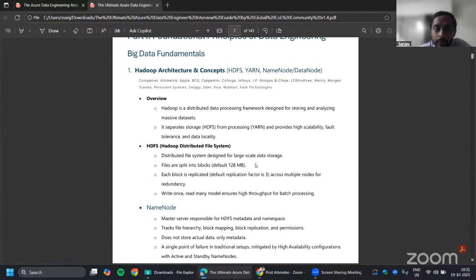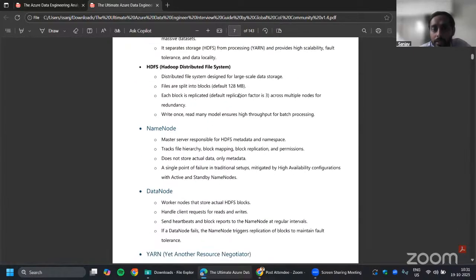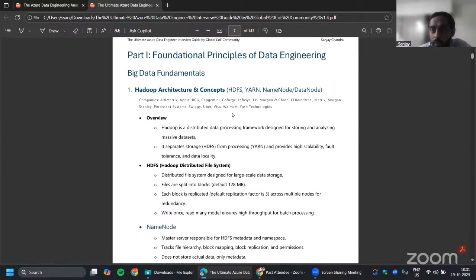If you look at one particular question as an example, Hadoop architecture and concepts, this question has been asked in all these companies. And if you look at the answer, it is very pointed, all bullets. You will not see paragraphs or a wall of text, because in a lot of interview guides, what I have seen is very lengthy answers, paragraphs after paragraphs.